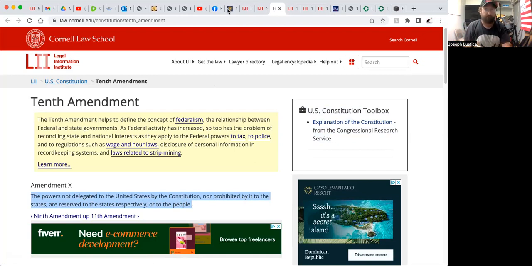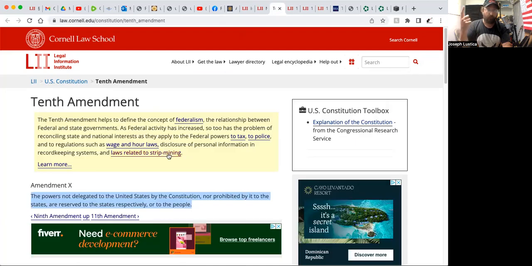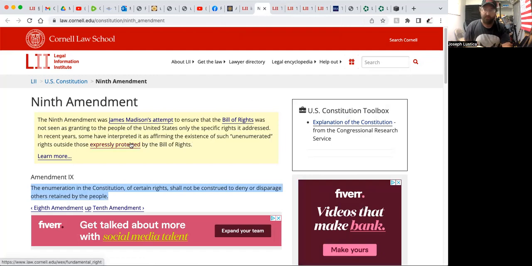Now, let's go back to our Incorporation Doctrine. These have not been incorporated, which means they do not belong in a 14th Amendment state. So you tell me, how does the state have any authority to create all these laws, or not laws, codes, statutes, ordinances? They don't. They don't even have a 10th Amendment. The 10th Amendment doesn't exist. Neither does the 9th Amendment.